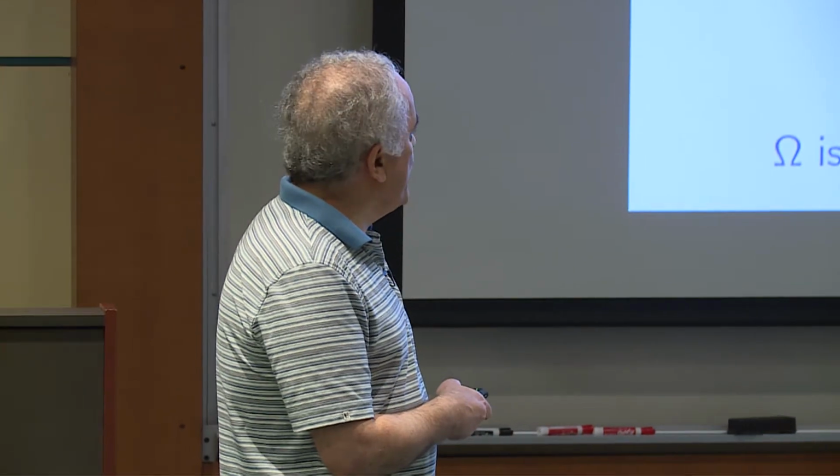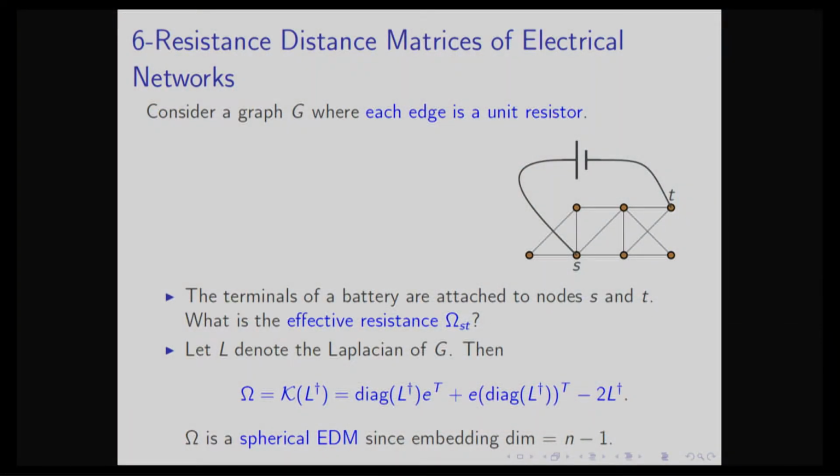So the Moore-Penrose inverse of the Laplacian of the graph acts as the Gram matrix for this matrix. Okay? So obviously the Gram matrix here and its Moore-Penrose inverse are positive semi-definite. If you take the operator K, you get a distance matrix, and that gives you all the effective resistances of this graph. Now, from this, it's obvious that this matrix omega is an EDM, and since its embedding dimension is n-1, it's spherical. Okay? So these are 6 classes of spherical EDMs.